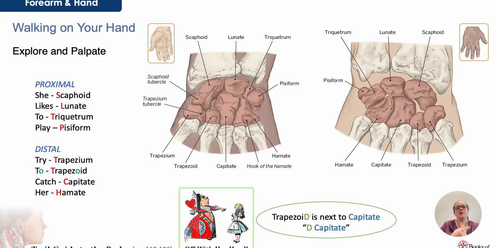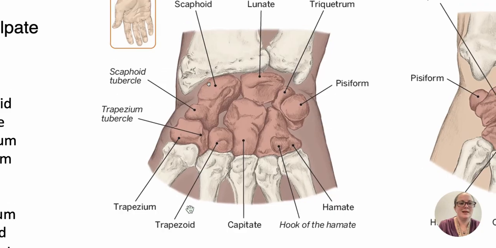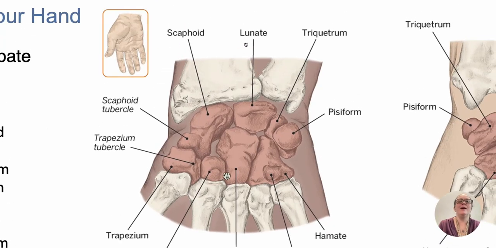All right, so it's: she likes to play, try to catch her. So, again, these are the bones. So the first one, we're looking up here. Scaphoid. She, scaphoid, likes, lunate. To, triquetrum. Play, pisiform. Pisiform, I believe, means P. See how it's a P shape? The way I remember is P for pisiform, P for pinky. So if you can find the pisiform, you know that that is the pinky side.